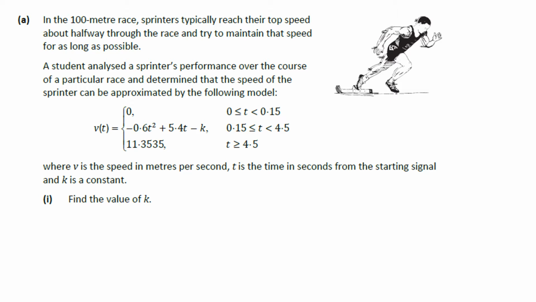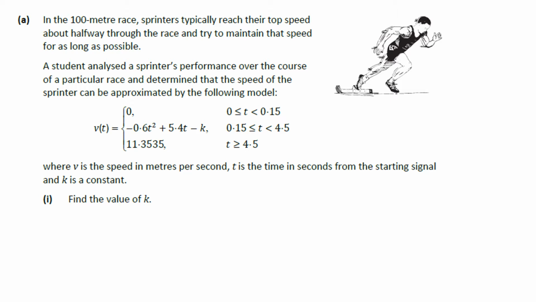So when time is between 0 and 0.15 seconds, they tell us underneath that V is in meters, t is time in seconds. So between 0 and 0.15 seconds, the sprinter doesn't move. So that's like a reaction time. So, you know, when the starter gun goes or when a whistle is blown, whatever starts it, they take just a very split second before they start moving.